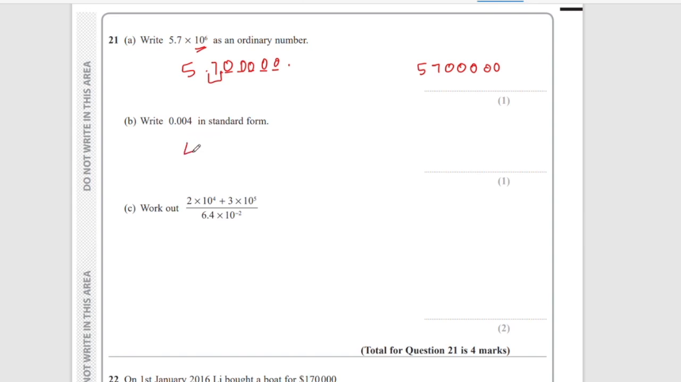The decimal should be after the first digit, so it's 4.0 or just 4. How many times do we bring it from backward to forward? 3 times, 10 to the power negative 3. So in standard form it's 4 times 10 to the power negative 3.